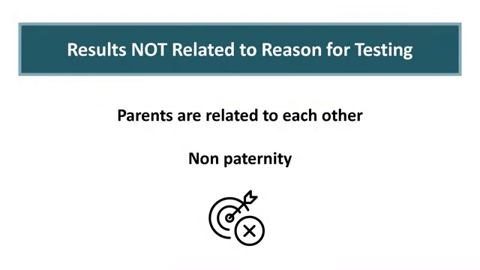Genetic testing can reveal results that are unrelated to the reason for testing. Some of these unrelated results may be surprising, such as learning that parents are related, for example, being second cousins, or non-paternity.